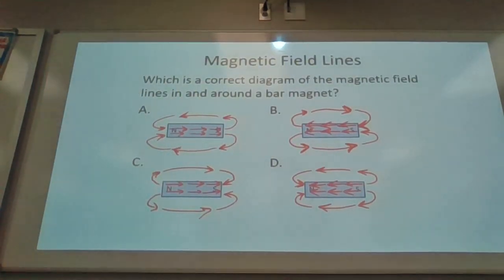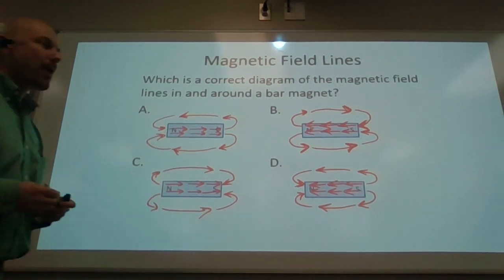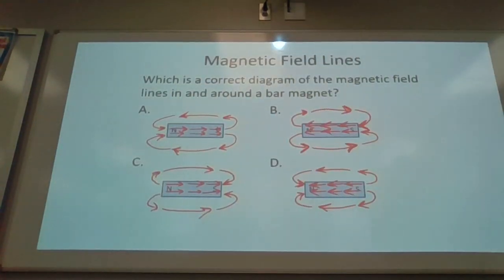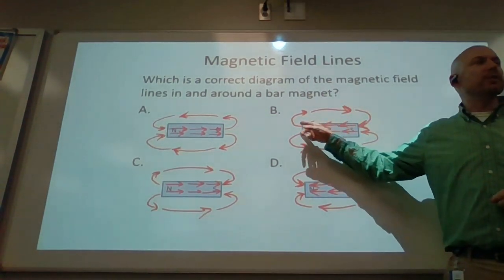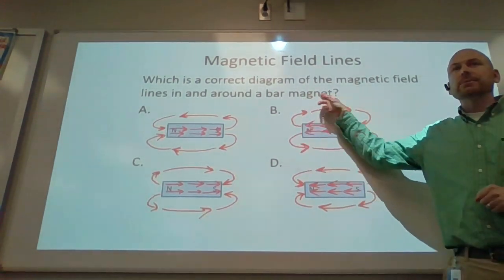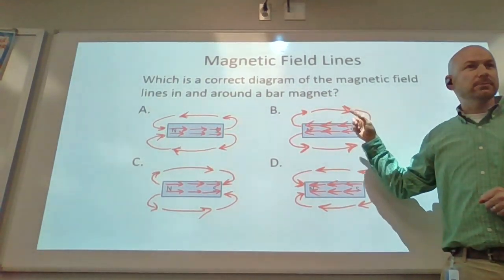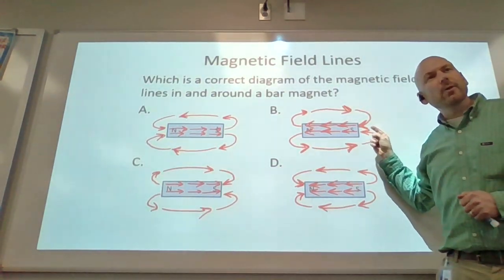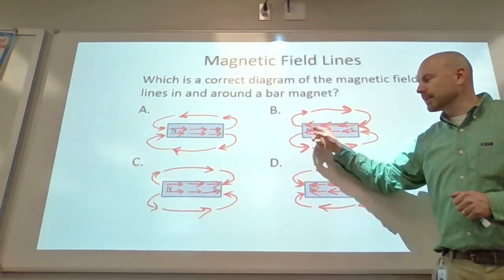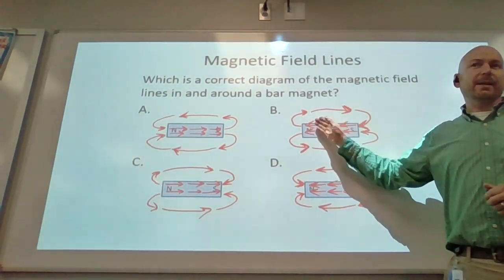Okay, correct answer is B. Out of north into south. This is what you measure. This is what you observed with the compasses. Out of north into south, but they continue to form complete loops and go from south to north on the inside.